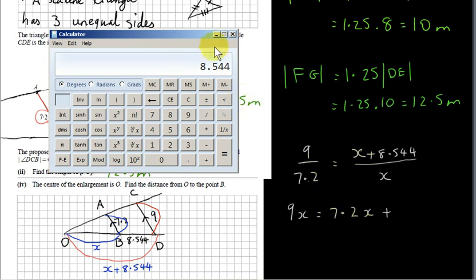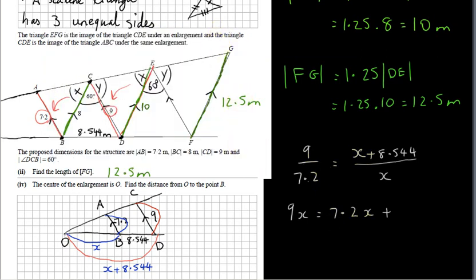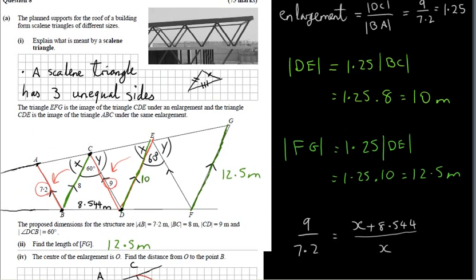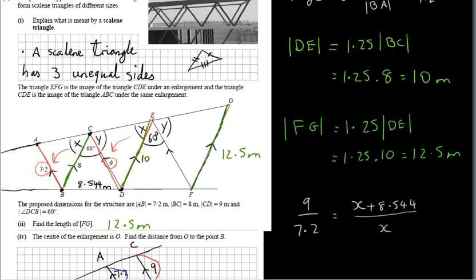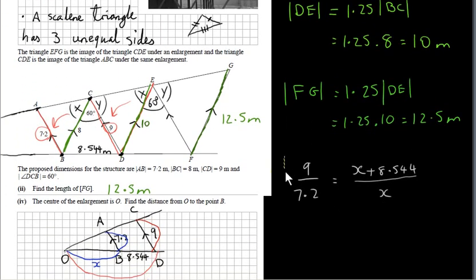Actually, we could have done this a bit more easily, and I will just do this a bit more easily now by realizing that 9 divided by 7.2 is 1.25. That was the scale factor of the enlargement. So we can replace this with 1.25. Just makes it a bit easier. So we just multiply both sides by x. 1.25 times x equals 1 times x plus 8.544.